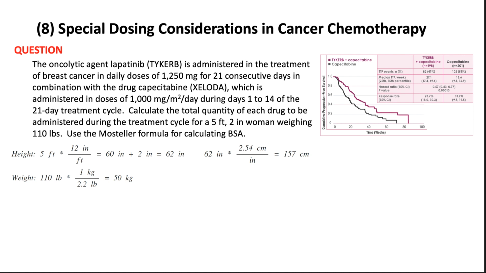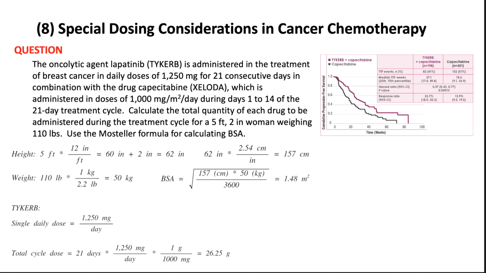We have their height in centimeters. Their weight was 110 pounds. Divide that by 2.2, units of pounds cancel, and we see that this patient weighs 50 kilograms. Now we can calculate the body surface area. We'll do that by 157 centimeters times 50 kilograms, divided by 3,600, and the square root. We get a body surface area of 1.48 meters squared.